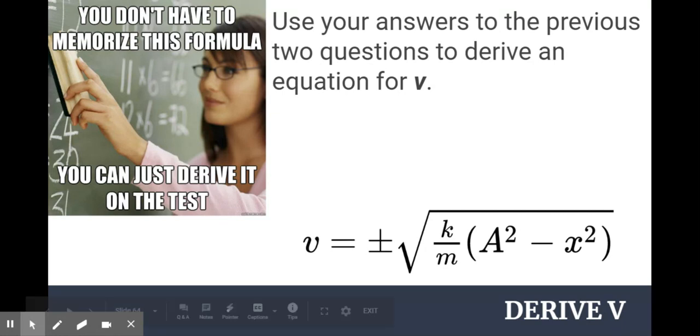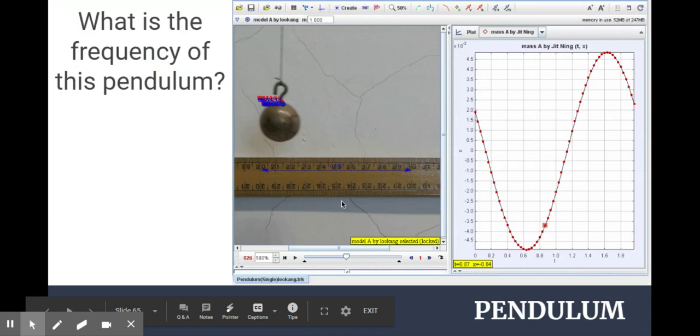All you have to remember is A is that maximum displacement. It's the amplitude. And then X is wherever it's currently at. This is going to help us know the velocity. Now notice this is a plus or minus. You'll just have to assign the appropriate direction depending on where it's located.